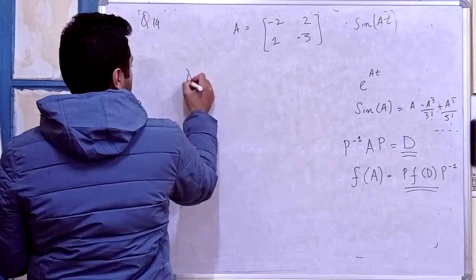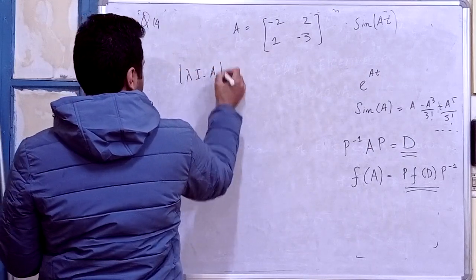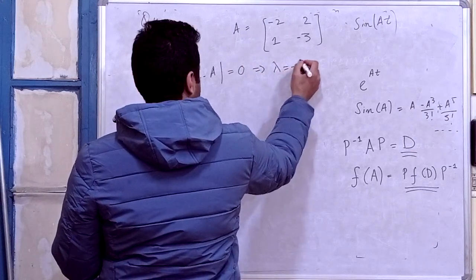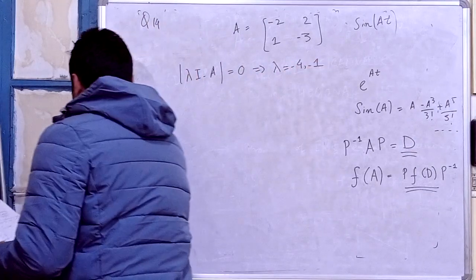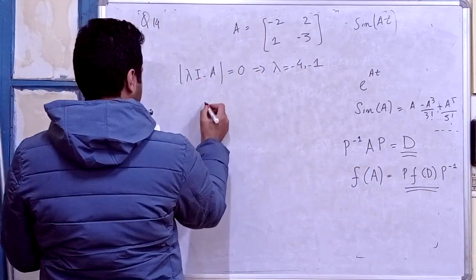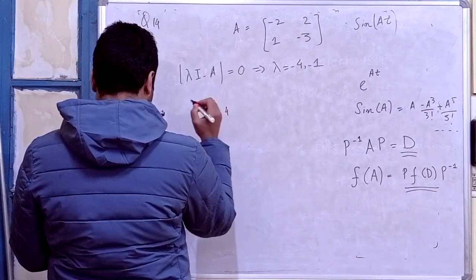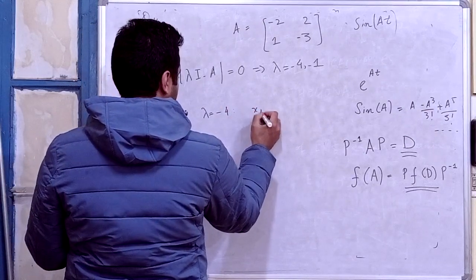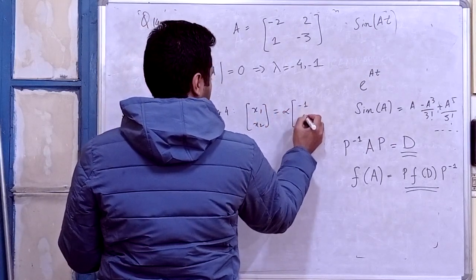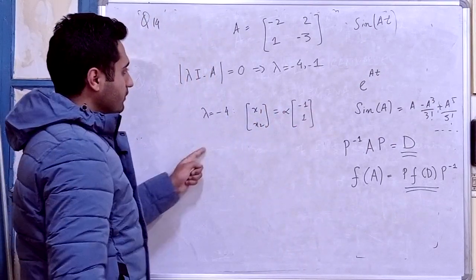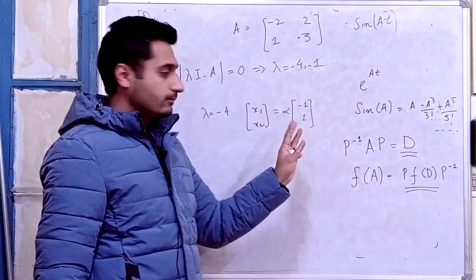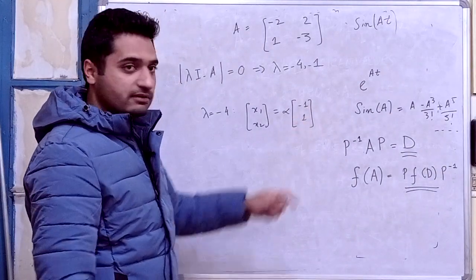You have to evaluate lambda I minus A to get the eigenvalues. Main likh leta hu yahan pe, eigenvalues comes to be minus 4, minus 1. Now find the eigenvectors. Because you need P. I am writing a little bit here. Lambda, for lambda is equal to minus 4. You will get x1, x2 like this. Is this coming? For lambda minus 4, we will get this kind of equation. We use what is alpha of this. Alpha can be anything. The basis is minus 1 and 1.